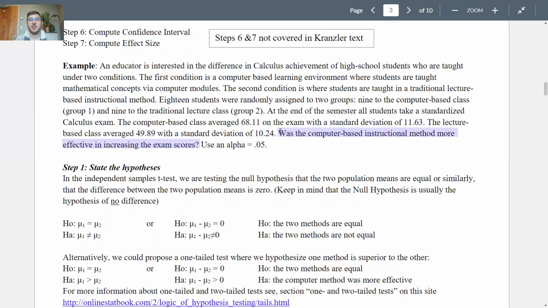Well, even if the instructional methods were equal, we wouldn't expect the two sample means to be exactly equal, right? So how different do they have to be before we say that, yes, the computer-based instructional method is superior to the lecture-based method? So we're going to use an alpha of 0.05 in this case.